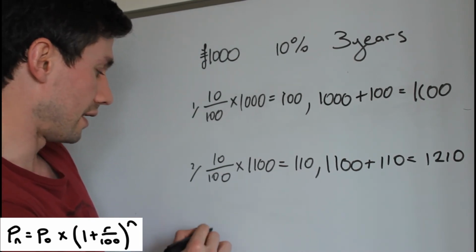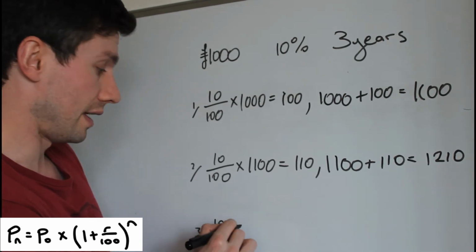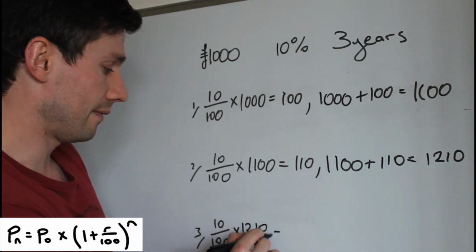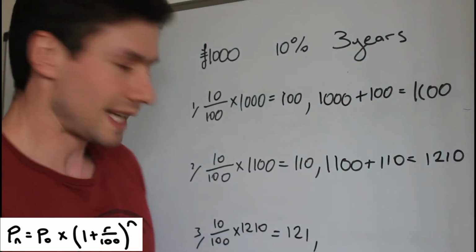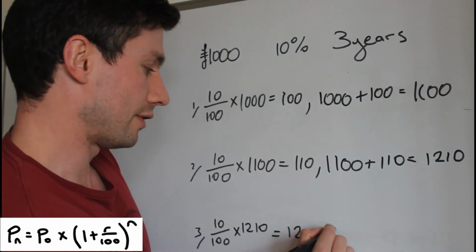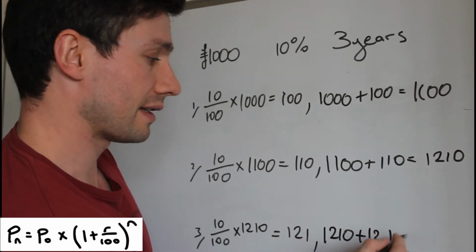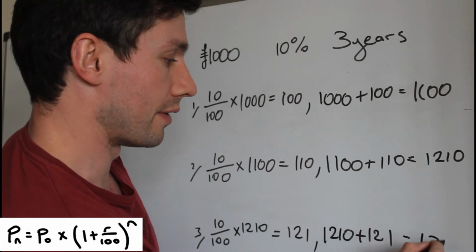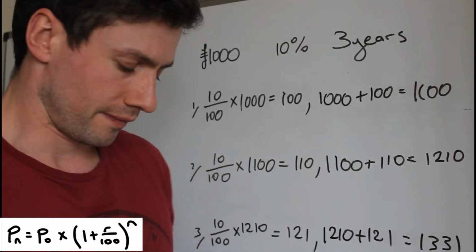In our third year, we again would work out 10% of the amount of money at the start of the year, which is 1,210. 10% of that is £121. We would then take that 121 and add it to the 1,210 from the start of that year to give us £1,331. This being our answer.